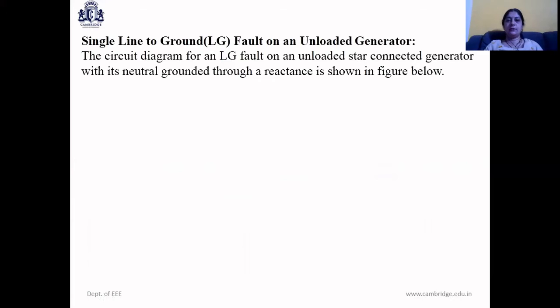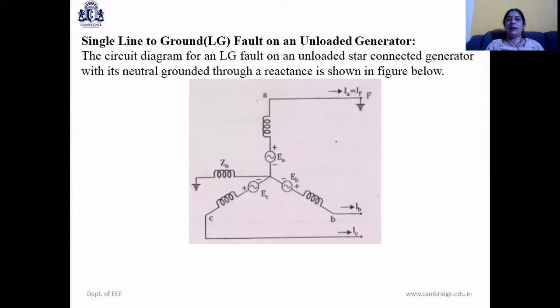Single line to ground fault on unloaded generator. The following diagram represents the condition when a single line to ground fault, LG fault, is occurring on an unloaded star connected generator with its neutral grounded through a reactance as shown in the figure, and this neutral reactance is Zn.